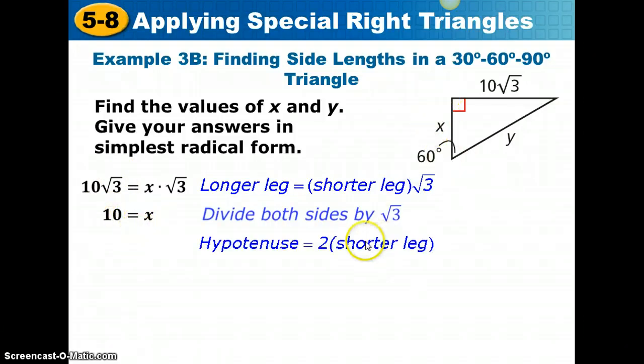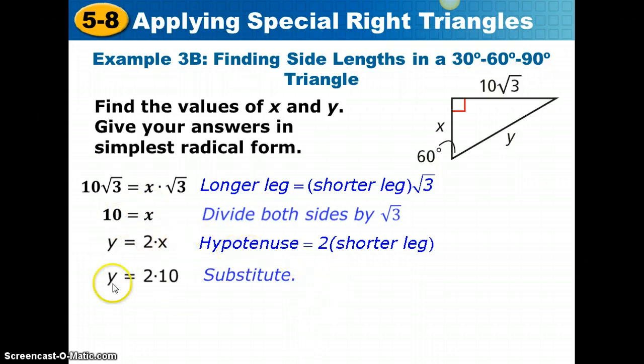Since the shorter leg is 10, we can use this to find the hypotenuse. The hypotenuse y is 2 times the shorter leg, so y equals 2x. So we can substitute 10 in for x, so y equals 2 times 10, and simplify to get that y is 20.